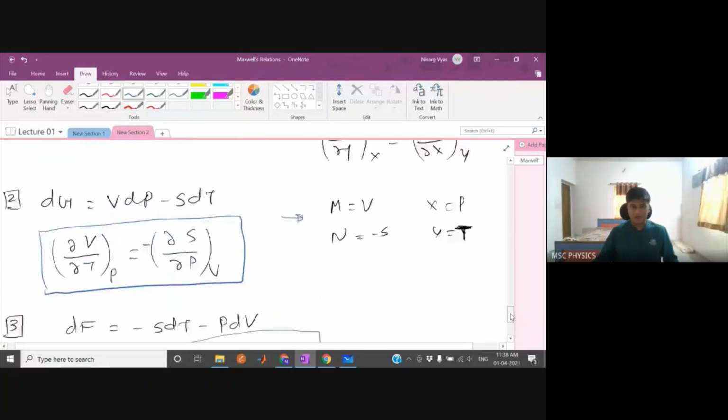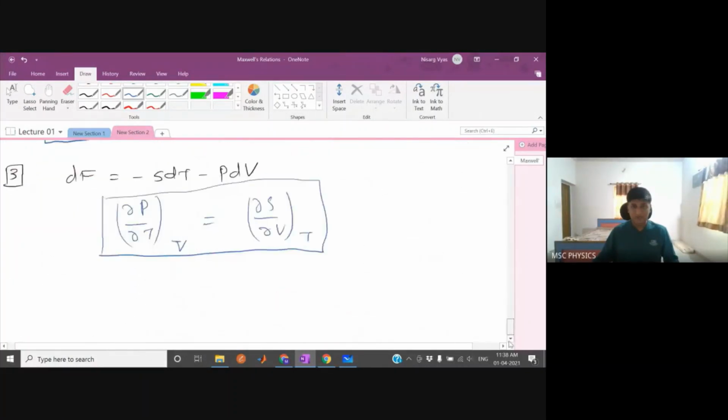And for the fourth Maxwell relation, let's go to enthalpy, TdS plus VdP. So enthalpy tells you, we have still not understood the physical meaning of these guys, enthalpy and free energy and Gibbs function, but we will do that. TdS plus VdP it is.